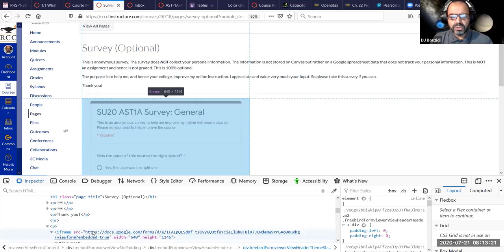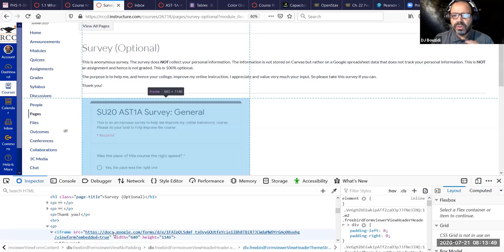Here is what I want you to pay attention to. This is the entire box. It's an iframe. You may Google what an iframe means in terms of HTML, and it means that it's linking something external and bringing it into something in here. So it's not really on Canvas, it's sitting somewhere else. Where is it sitting? It's sitting on Google Docs. That's actually a spreadsheet that I have created myself.